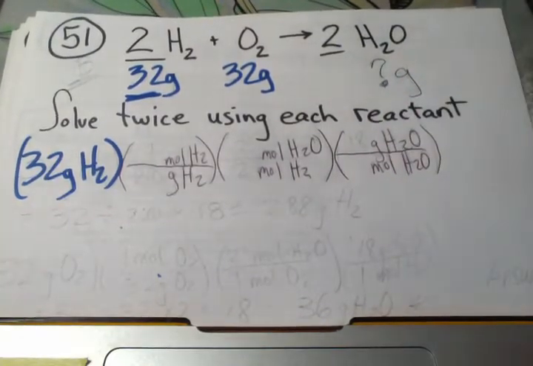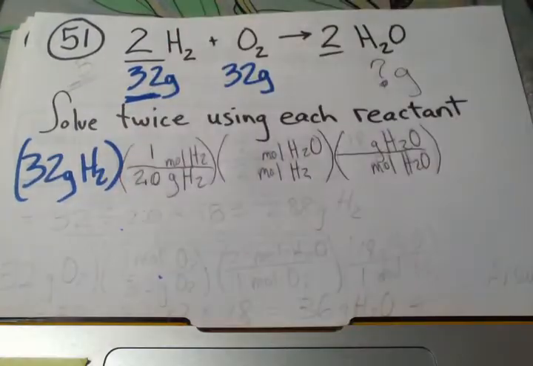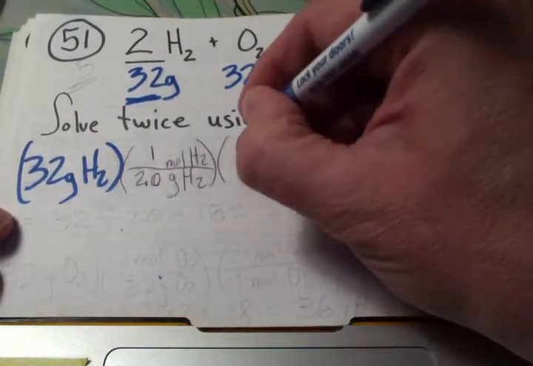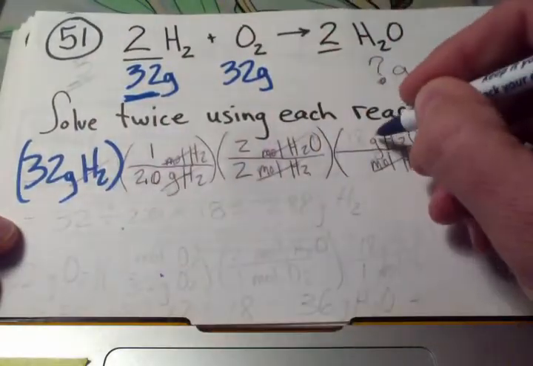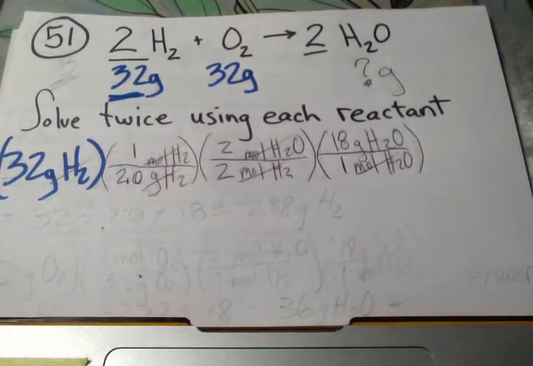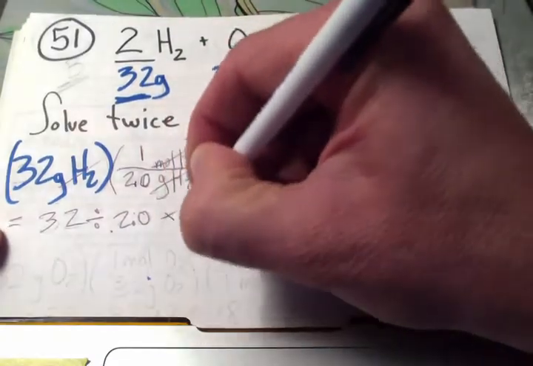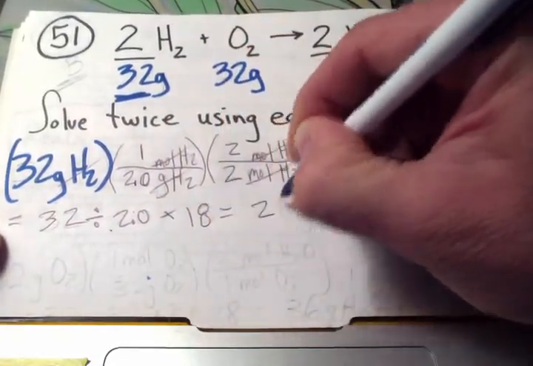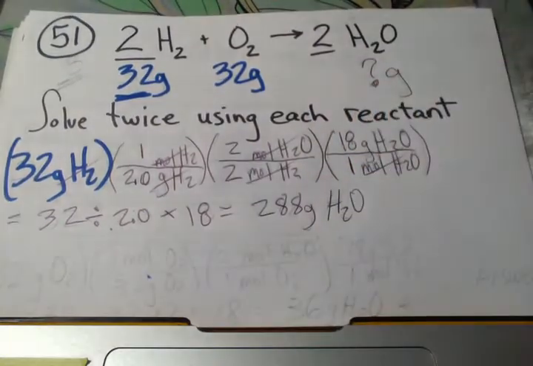So then I look at this and think, okay, a full mole of H2 is 2. The mole ratio is not bad. It is 2 to 2, so those cancel. A full mole of water is 18, 16 plus 2. Then the calculator work. So I would make 288 grams of water.